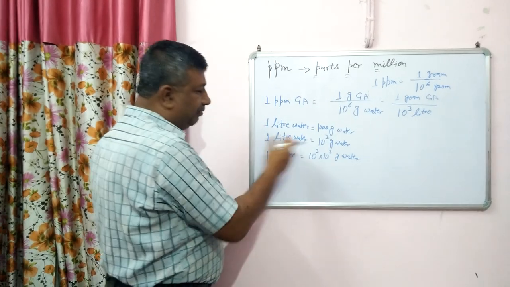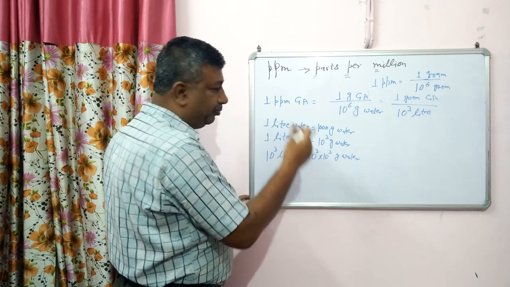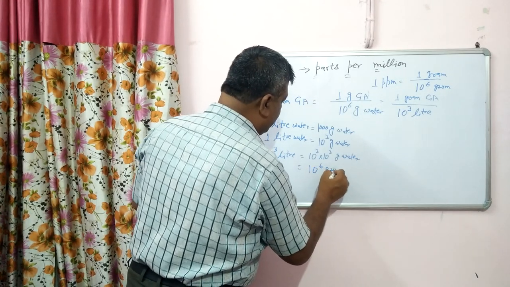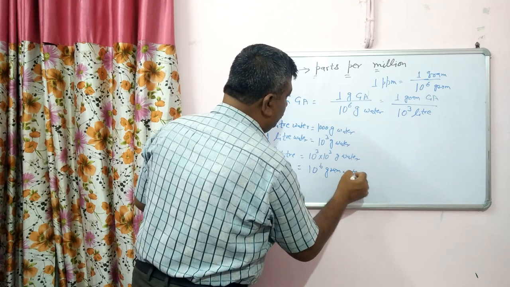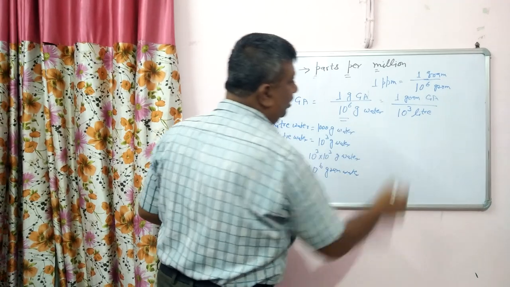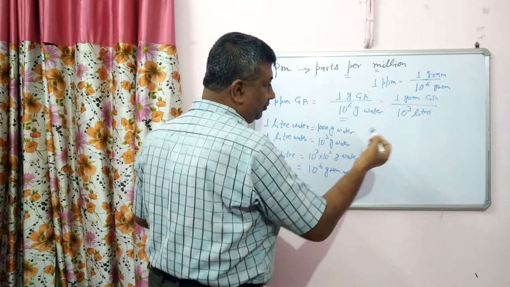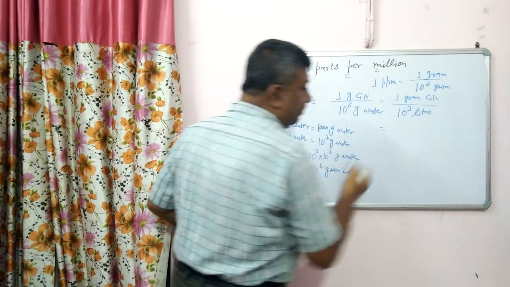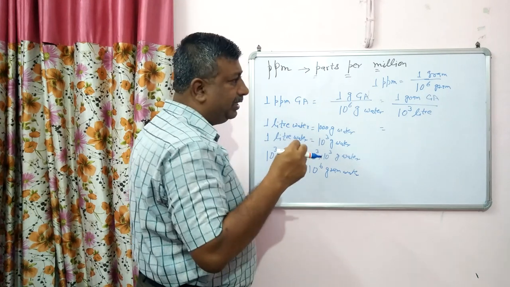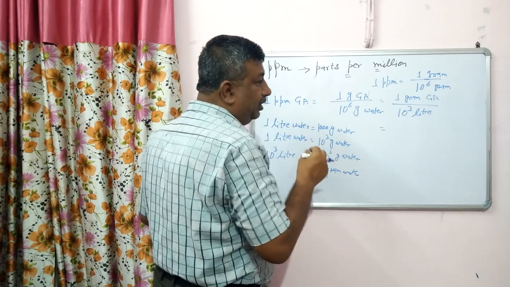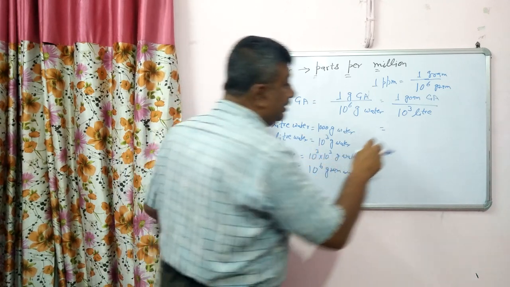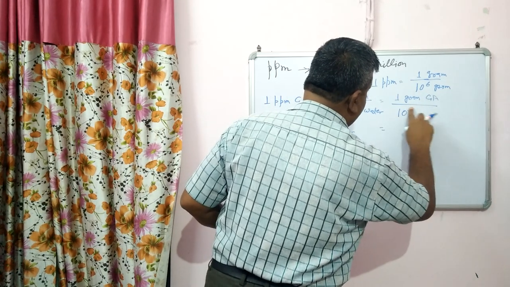हमने क्या किया, दोनों तरफ 10 to power 3 से मल्टीप्लाई कर दिया रिलेशनशिप को देखने के लिए। तो 10 to power 3 liter water is equal to 10 to power 6 gram water. So it means 10 to power 6 gram is equal to 10 to power 3 liter. Okay, so now it is one, it means dissolve 1 gram gibberellic acid in 10 to power 3 liter. 10 to power 3 liter means 1000 liter.